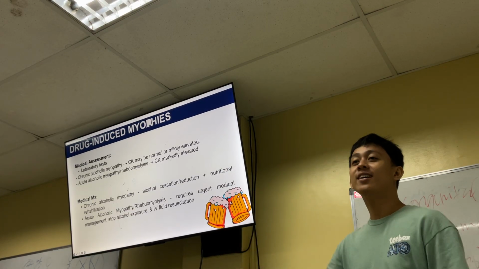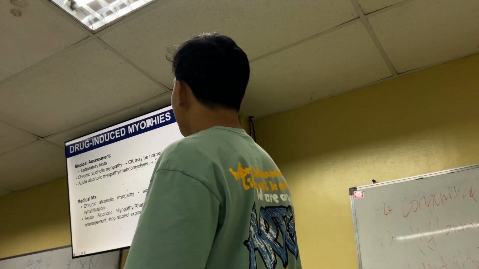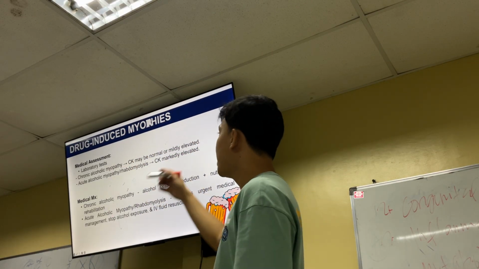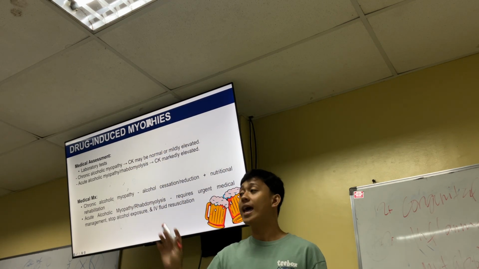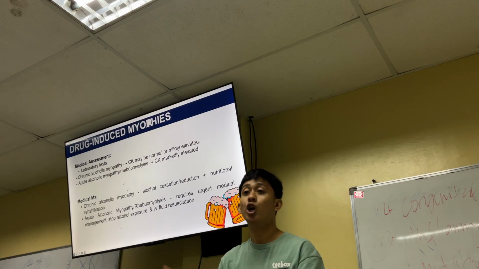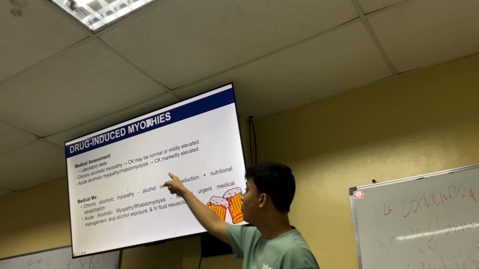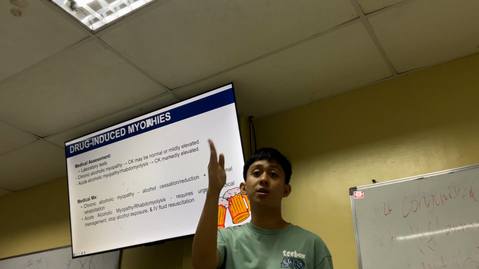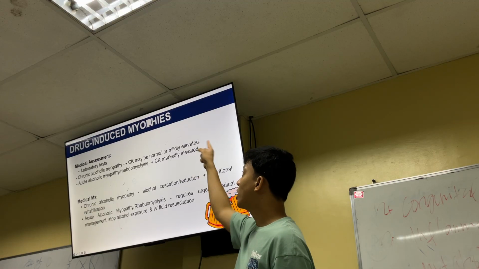is to check again CK. It may be normal or mildly elevated in chronic alcoholic myopathy, and in acute alcoholic myopathy it is usually elevated. It's because in chronic, the body can adapt. Compared to acute, because of too much exposure, the patient is automatically diagnosed with acute myopathy. Not compared to chronic, where the body is overly exposed with repetitive exposure before it develops the manifestations of drug-induced myopathy.